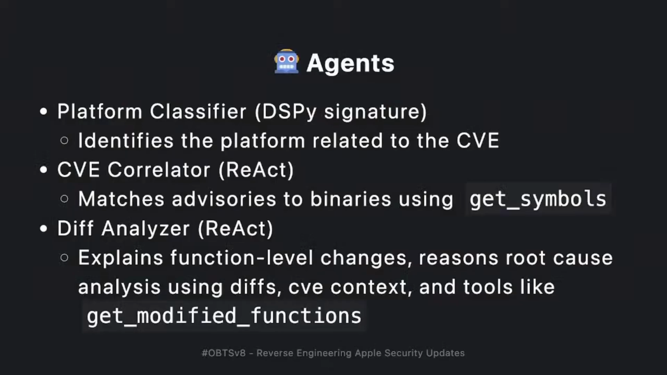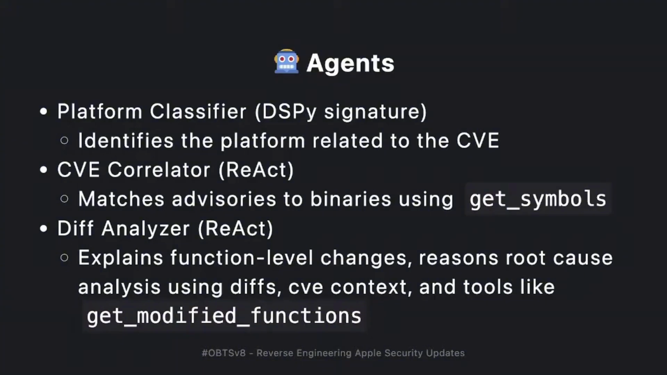I had 3 agents for my automation workflow here. The first one was classifying the CVE. Is this an Apple CVE? Is this a Windows, Linux, network device? I need to be able to determine from the CVE itself, does it apply to Apple in the first place? That's my first LLM interaction. The next one was CVE correlation: from the CVE and from the list of binaries that have changed, which binaries relate. So I'm not diffing the whole entire IPSW file. I'm focusing on the diffs that matter.